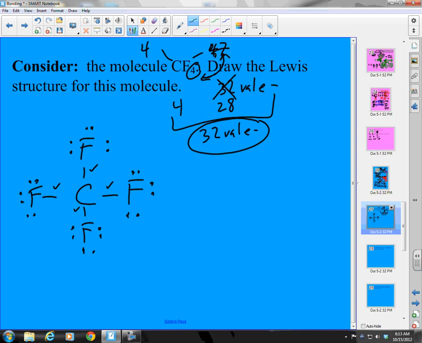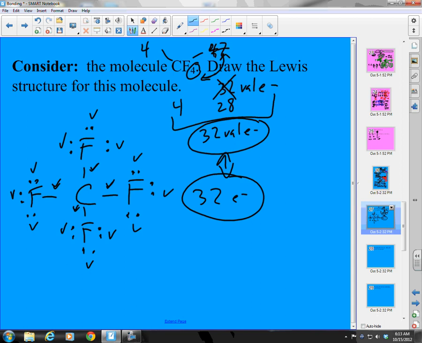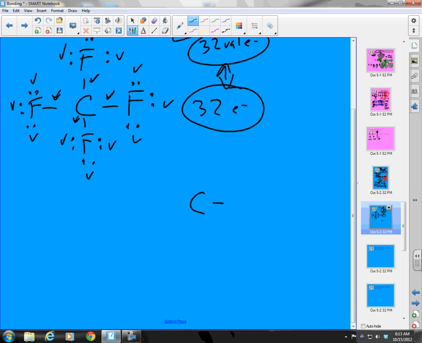Now we need to count all of these, right? So 2, 4, 6, 8, 10, 12, 14, 16, 18, 20, 22, 24, 26, 28, 30, 32. Woohoo! So I have 32 electrons in my picture. How many were available? 32. And so what should this look like? Let's clean this up. It should look like this, right?